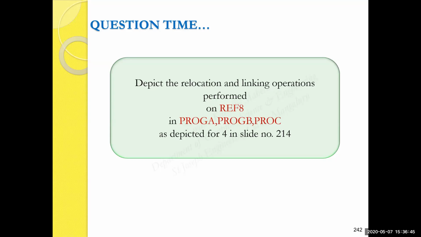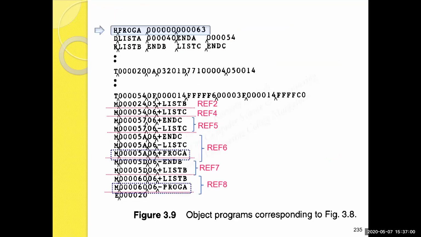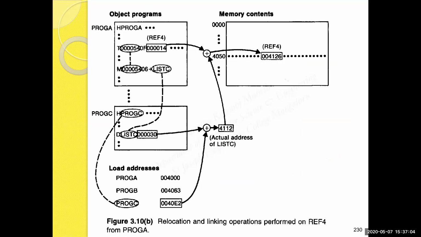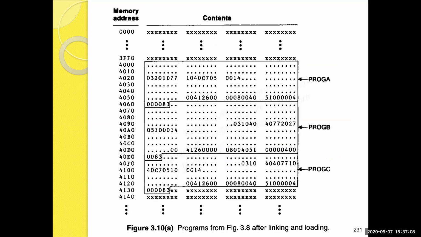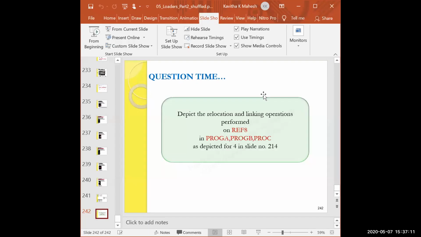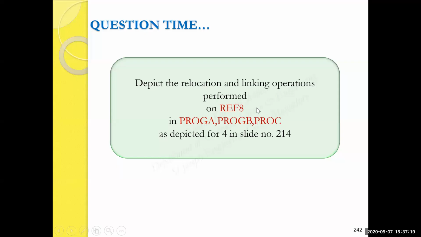So I have a question for you now. We have already seen how reference 4 in program A was processed by the linking and relocating loader, and we have depicted it in the form of a figure that is shown here in slide 230. So the assignment is now you need to depict the relocation and linking operations performed on reference 8 in program A, program B, and program C, as was shown for reference 4, using the figure that was just shown for reference 4.